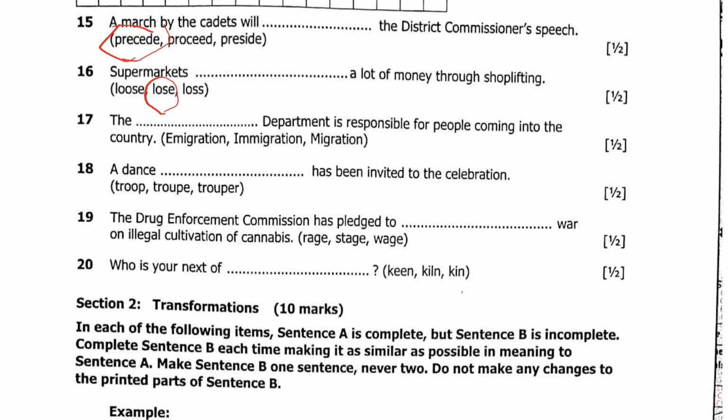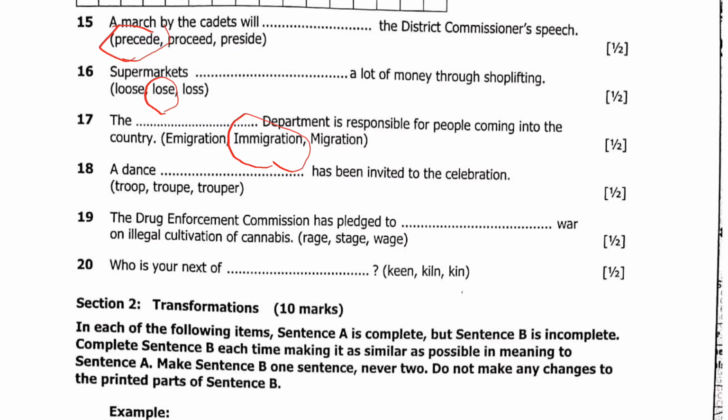17. The dash department is responsible for people coming into the country. The immigration department. Now, which is the correct spelling? This one. Immigration. Okay. Immigration department. All right. Then we have number 18.